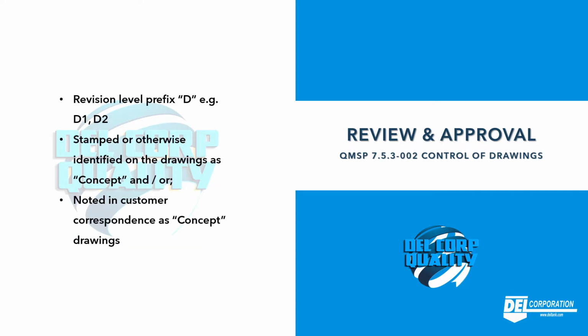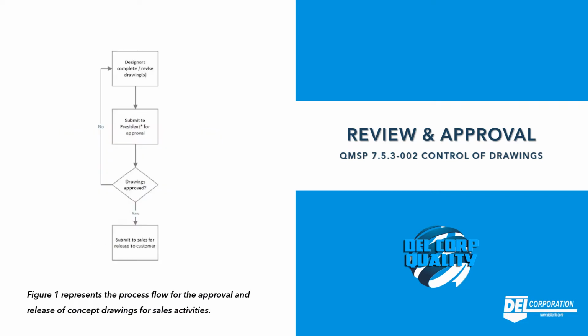Revision level prefix D, for example, D1, D2. Stamped or otherwise identified on the drawings as concept and/or noted in customer correspondence as concept drawings. Figure 1 represents the process flow for the approval and release of concept drawings for sales activities. Designers complete or revise drawings, the drawings are submitted to the President or designated representative, then a decision on whether the drawings are approved. If yes, the drawings are released. If no, the drawings are sent back for revision.